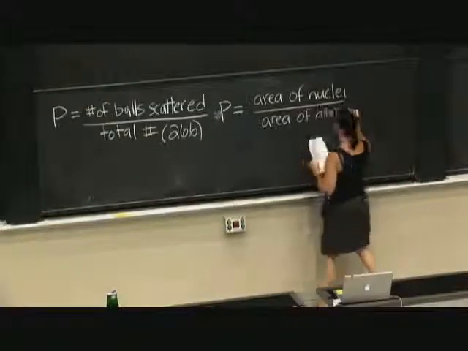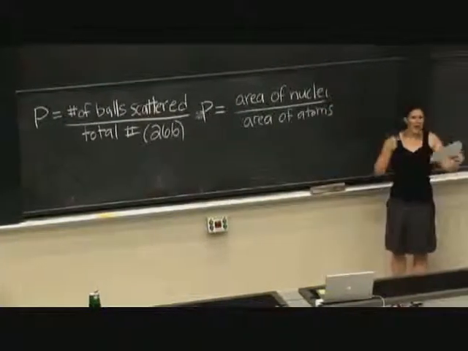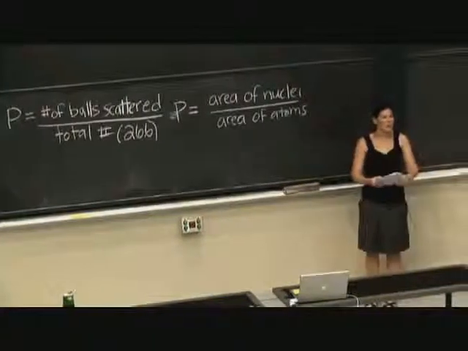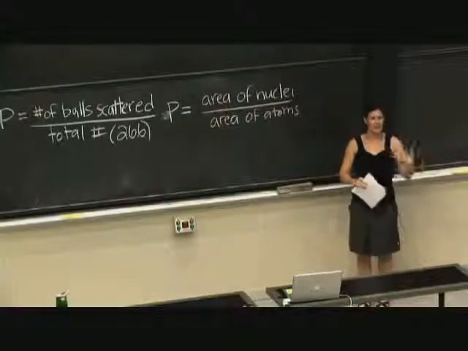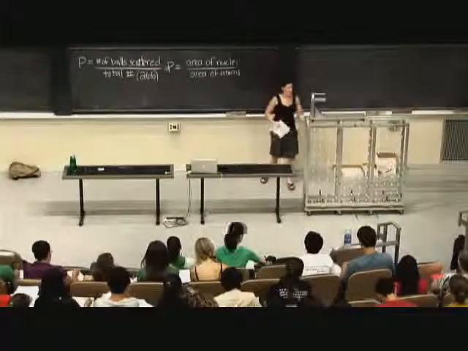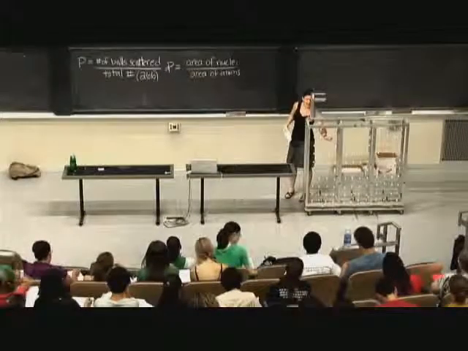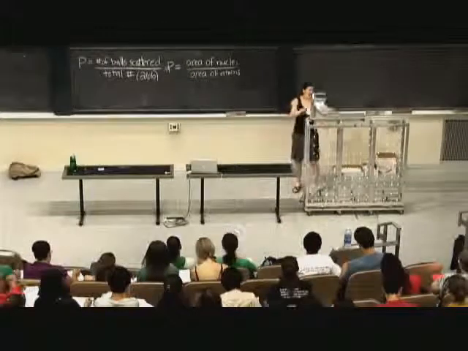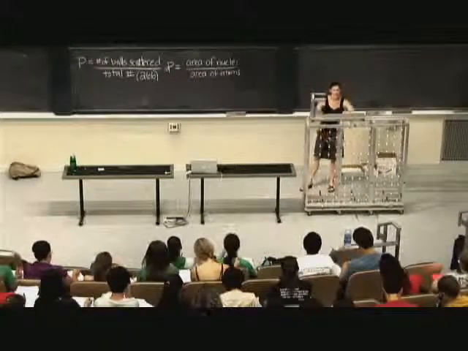Right, this makes a lot of sense because if the entire atom was made up of nuclei, then we would have a 100% probability of hitting one of these nuclei and having things bounce back. So here we have the area of the nuclei, adding those all together, versus the space of all of the atoms put together.